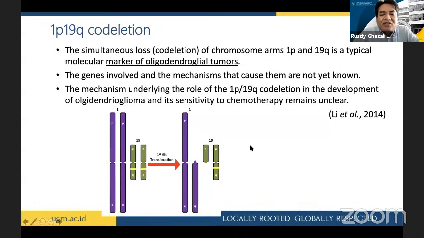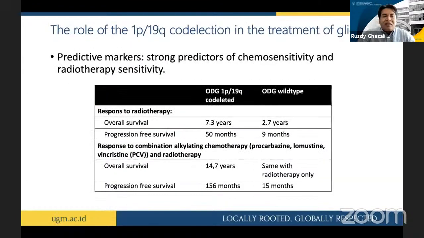All right, the mechanism is not yet clear, because which genes are deleted in this process of codeletion is not actually clear right now. And this is a very important predictive marker. It's a strong predictor of chemosensitivity and radiotherapy sensitivity. As we can see here, if the patient is oligodendroglioma wild type, the survival is around 2.7 years. But if there is deletion in these two chromosomes, the survival is around 7 years. So a very, very significant difference. The patients will also respond better to alkylating chemotherapy using PCV and also to radiotherapy. If we give PCV to the patient, the survival will reach almost 15 years. While in the patient with wild type, without this deletion, the outcome after giving PCV will not be different from the outcome with radiotherapy only.